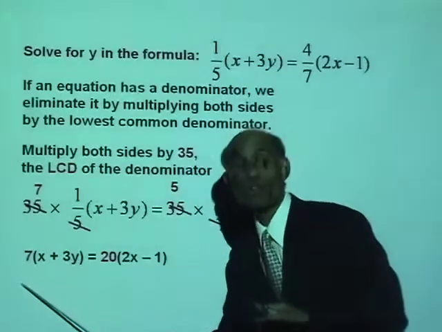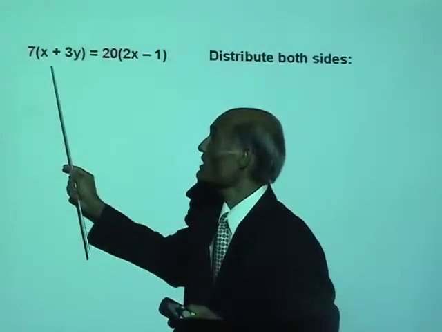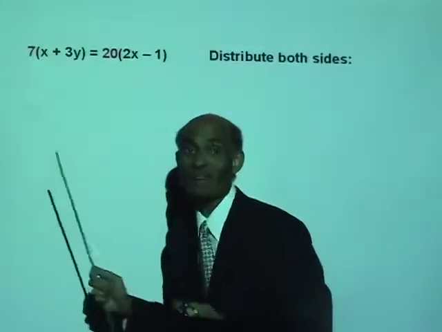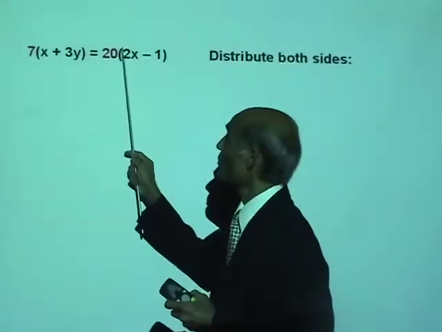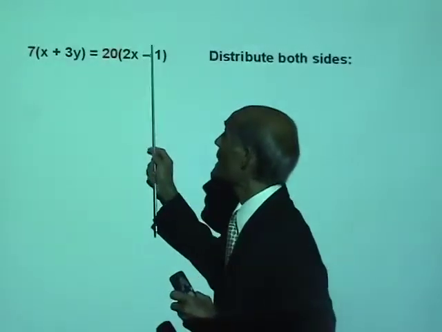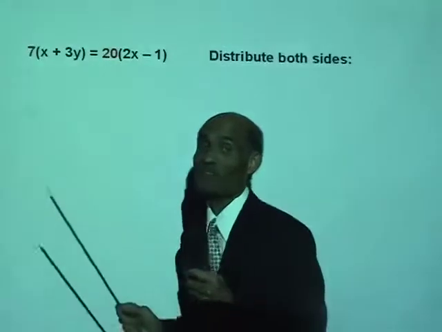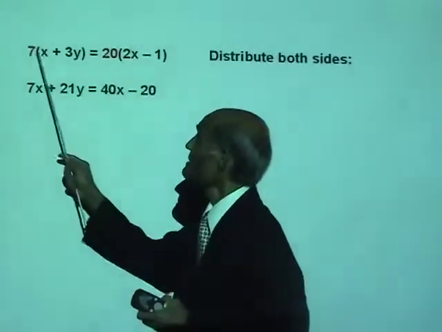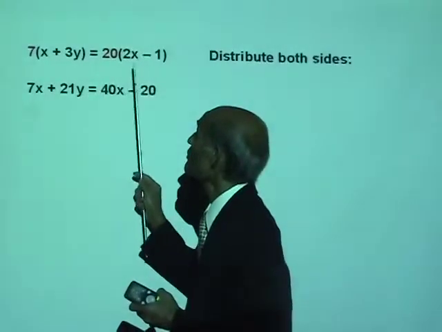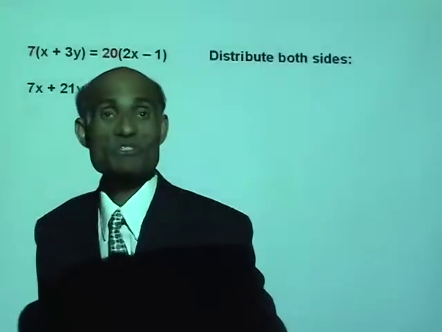Our next step is, of course, to distribute. Alright? Let's do that. Distribute both sides. On the left side, distribute 7. Can you do that? 7 times x is 7x. 7 times 3y is 21y, equal to 20 times 2x. What is 20 times 2x? It is 40x. And what is 20 times negative 1? Remember, the sign of this one is negative. Multiply 20 by negative 1. That gives you negative 20. Alright, let's write that down. 7x plus 7 times 3y, 21y, equals 20 times 2x, which is 40x, and 20 times negative 1 is minus 20. Okay, we have reached this far.